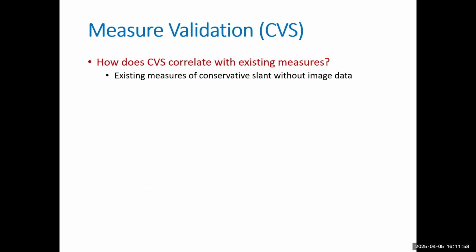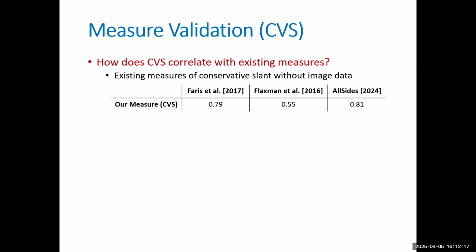Six. Okay, good. So now we want to validate the measure. We want to see how it correlates with existing measures. There are some existing measures that don't use the visual content. They use other forms of input. So we correlate our measure with the ones in Faris et al., Flaxman et al., and AllSides. There are three different measures. We see a very high degree of correlation between our measure and those.